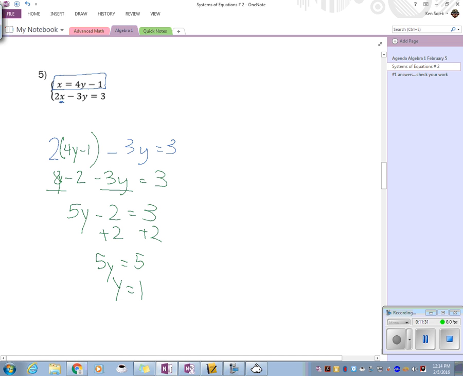Did you get y is equal to 1? Now, I'm going to choose this equation to find x because it's already set up that way. That's the easiest way to do that. So since x is equal to 4y minus 1, and y is 1, then x is equal to 4 times 1 minus 1, so x is equal to 4 minus 1, which is 3. So my ordered pair is 3, 1.